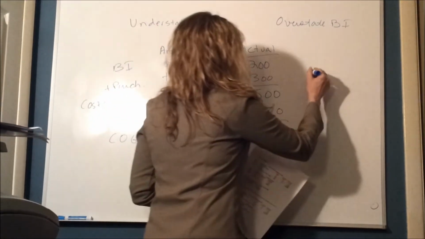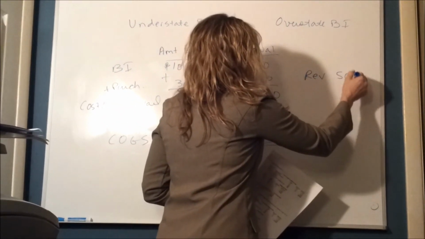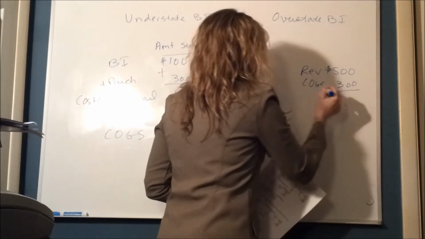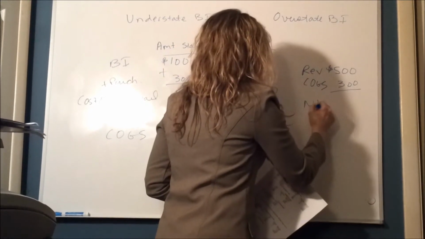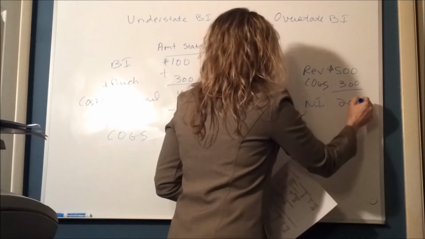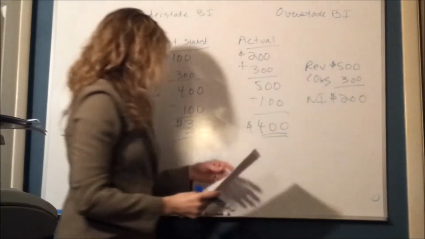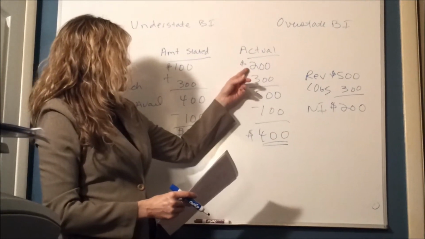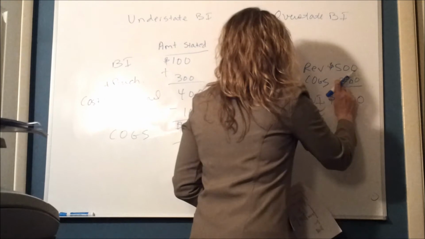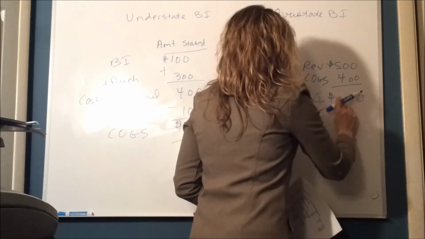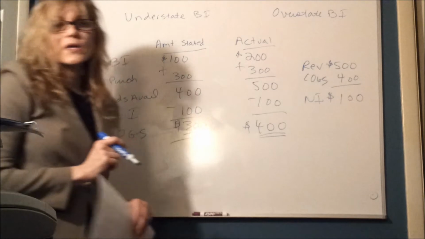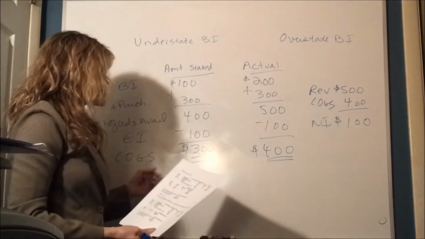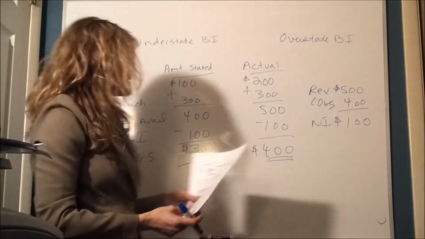Which means, let's say we had revenues of 500 and we have cost of goods sold of 300. That's what we're stating. We end up with net income of 200. If in fact we had stated our cost of goods sold correctly by using the correct beginning inventory amount, our net income would have only been 100. So you can see what we've done here. We end up understating our cost of goods sold, and we end up overstating our net income.